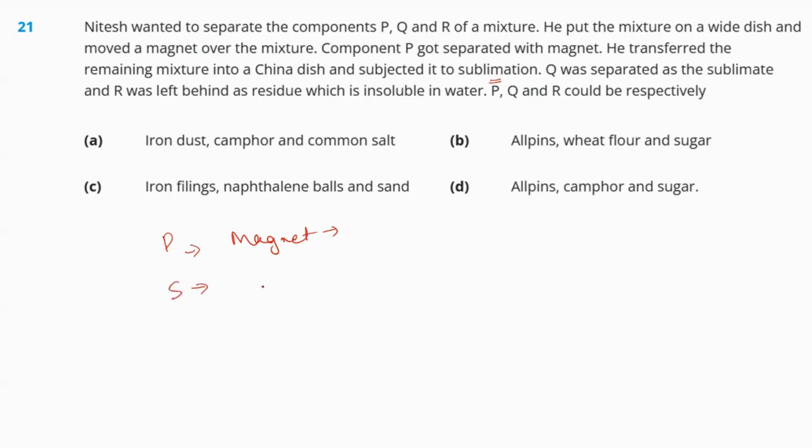Sublimation means when a solid is converted into gas state without the liquid state in between, right? It would be evaporating by itself. And examples are your naphthalene balls, camphor, and odonil, right? Then Q is something which would be sublimating, and R was left behind as a residue which is insoluble in water. Seeing all these conditions, option number C would be our correct answer.